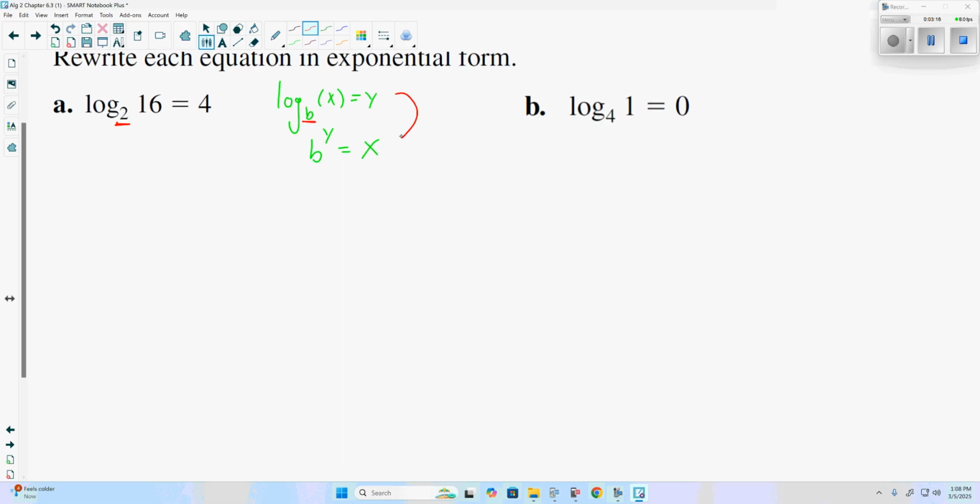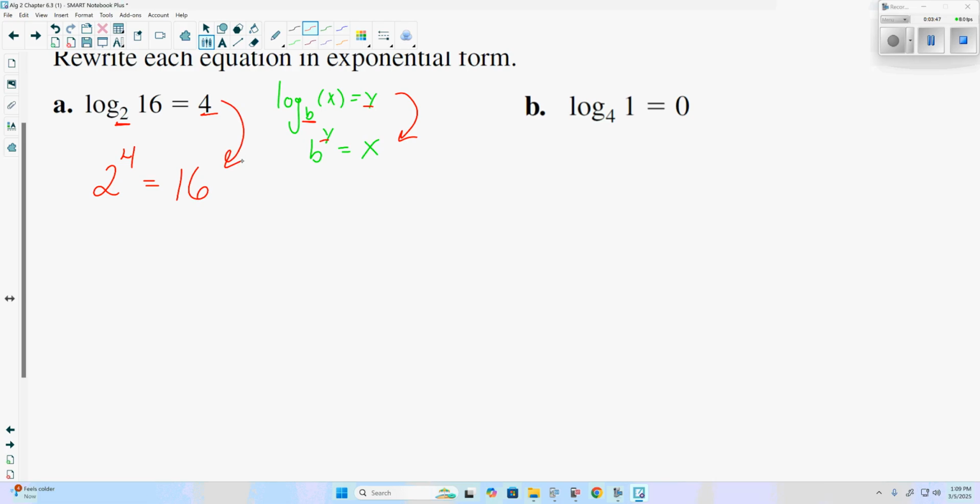So we're wanting to go from here to here. So b to the y, well, we have the b value is 2. What took the place of our y? What's taking the place of y? So we're saying 2 to the 4th is equal to x. So 2 to the 4th is equal to, that's it. So we changed it from logarithmic to exponential. Yep.